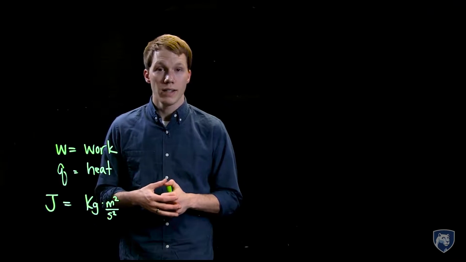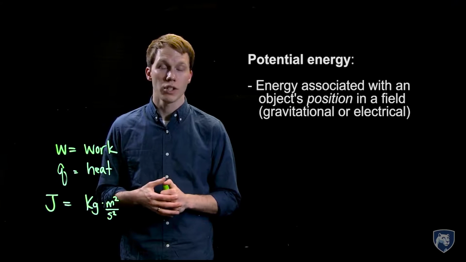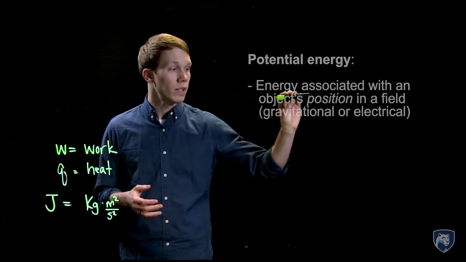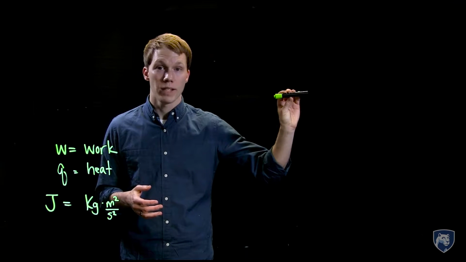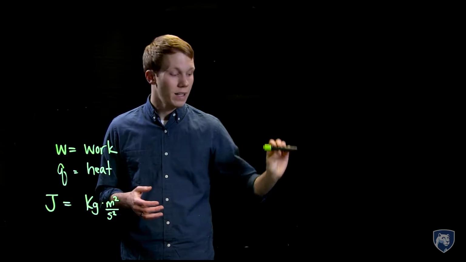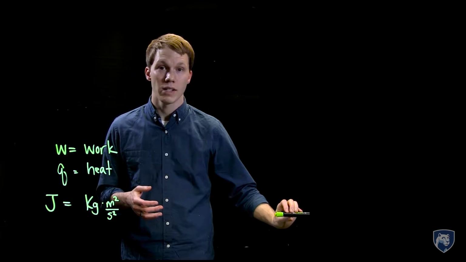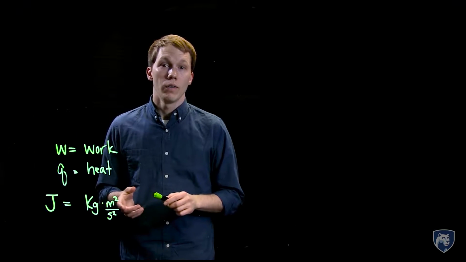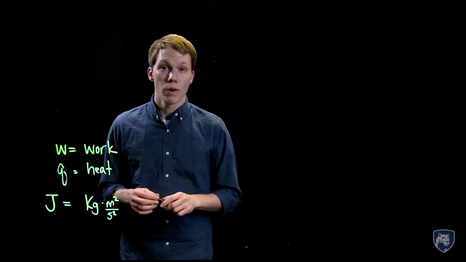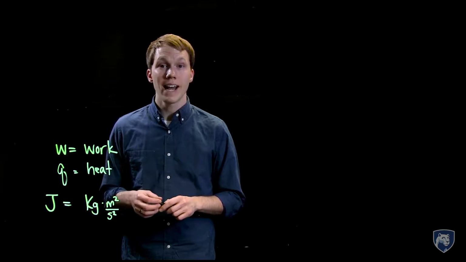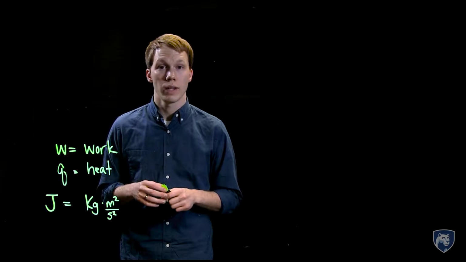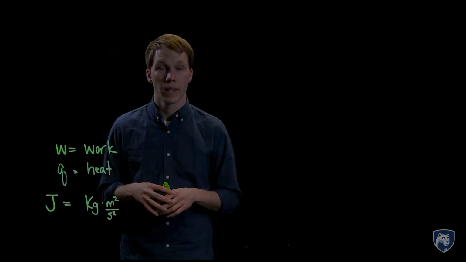Potential energy, on the other hand, is associated with an object's position. So we can have gravitational potential energy. For example, this marker has some gravitational potential energy at this height, and at some lower height, it has a smaller gravitational potential energy. For our purposes in chemistry, we will be more interested in electrostatic potential energy, which is the amount of energy that is associated with two particles.